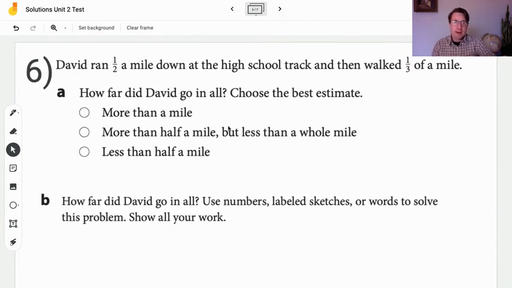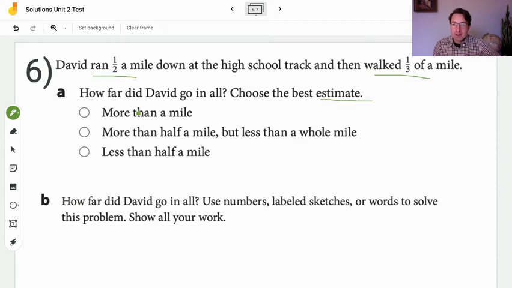David ran half a mile down the school track and then walked a third of a mile. Let's underline some stuff. He ran half a mile. He walked a third of a mile. So if he ran a half and he walked a third, how far did he go in all? Choose the best estimate. Okay, that means we don't have to solve it yet.